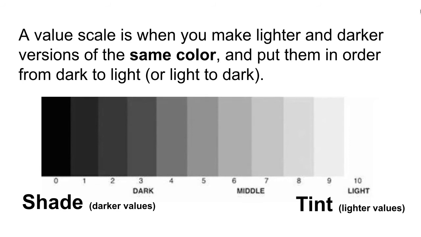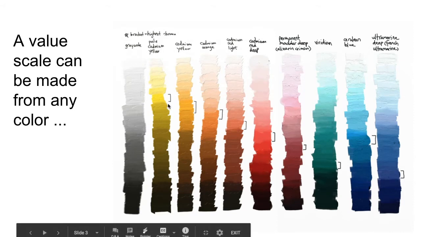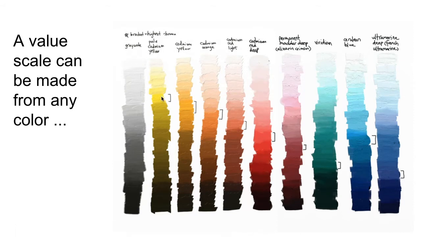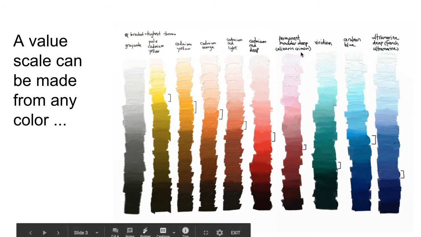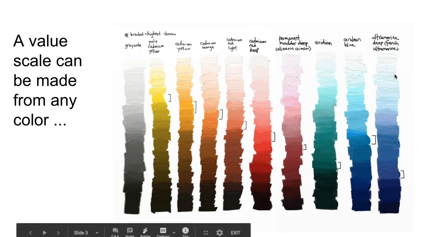Today this is going to be a found object challenge, so you won't need to worry about those details. A value scale can be made from any color, and these are just some different examples. Here we have a gray scale that goes from black to white. Here we have a yellow scale that starts very light and gets darker and darker. An orangey version, red, which ends up being pink. Here's a purple value scale. This one was done with paint, but it gives you the idea of how the same color is changing.